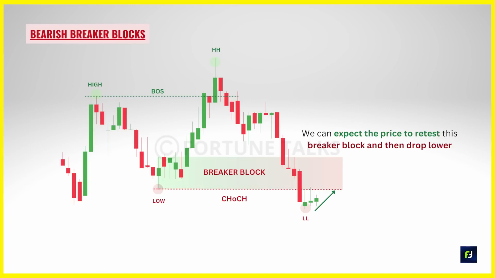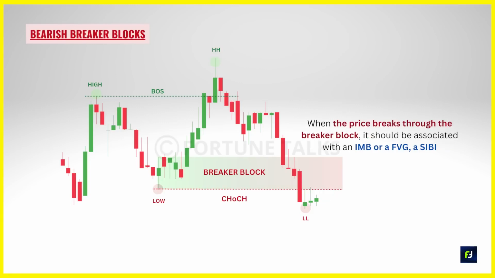Once the breaker block is identified and marked, we expect the price to return back to this breaker block and then continue to decline lower. The breaker block is validated when the price returns to retest it. But here, I would like to add an additional condition to make this setup a high probability one. The condition is simple. When the price breaks through the breaker block, it should be associated with an imbalance or a fair value gap. Specifically, a sell side imbalance and a buy side inefficiency.